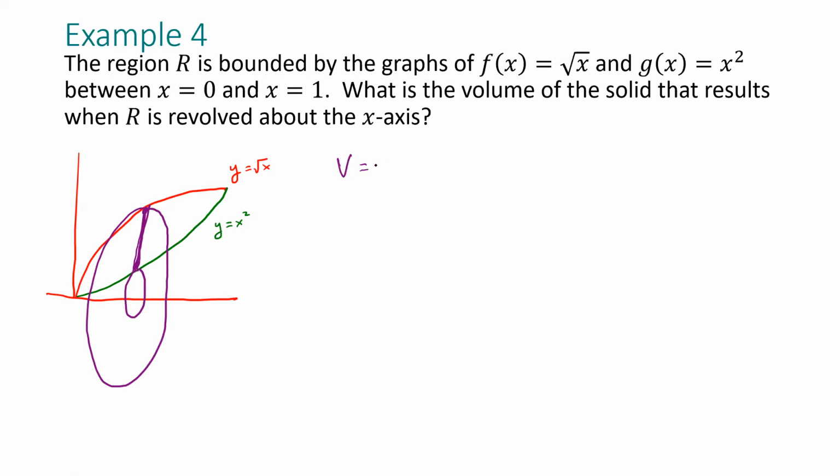So then our volume is the integral from 0 to 1, right where they intersect here, of pi times the outer radius, which is the square root of x, minus the inner radius, which is x squared. Okay, so I'm going to just leave it set up like that, and we can come back to this example next time.